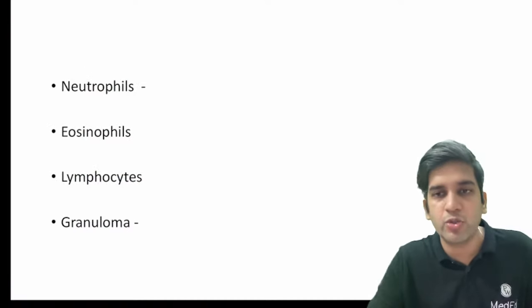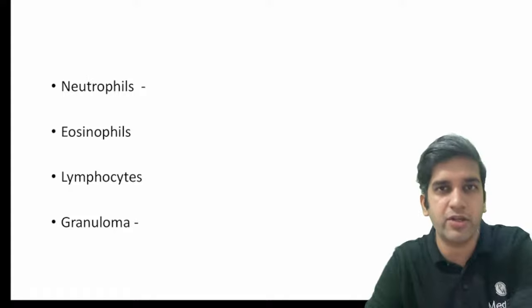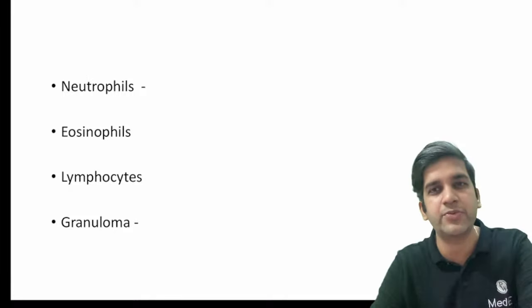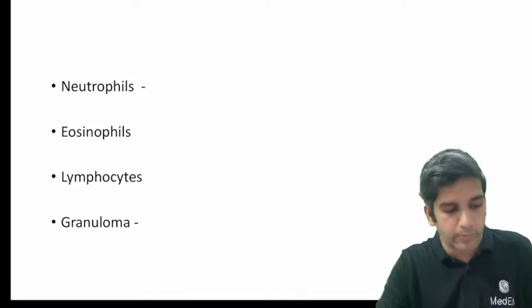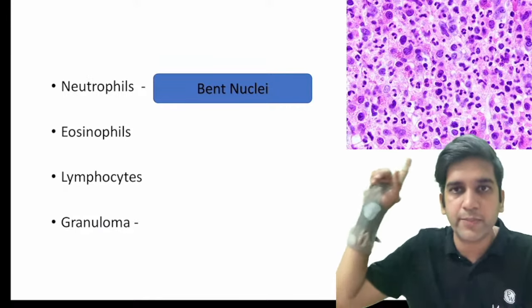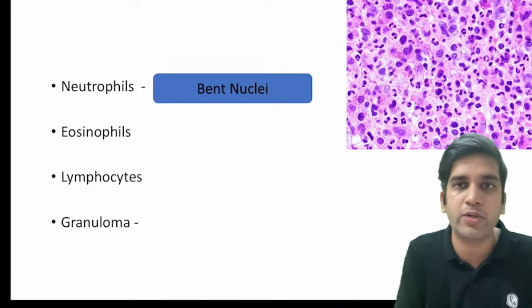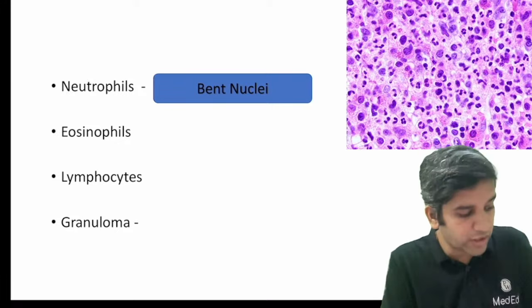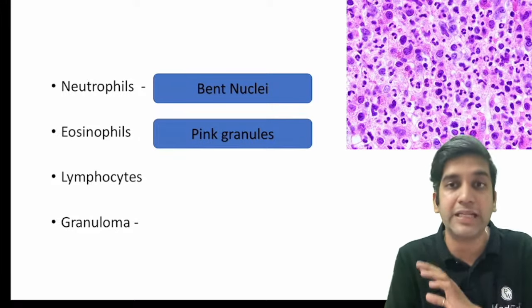Next. So let's look at a few inflammatory cells. These are the only inflammatory cells you want to remember. Neutrophils, how they look in a biopsy: they look like bent nuclei. Can you see the nuclei here? Tiny nuclei here. That's a bent nuclei. That's your neutrophil. If you look at eosinophil, it will have pink granules.